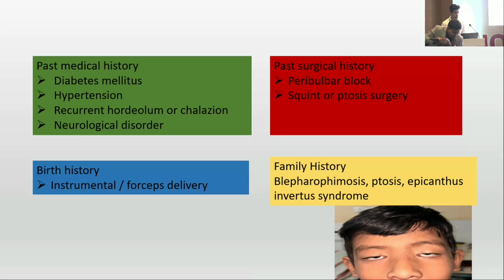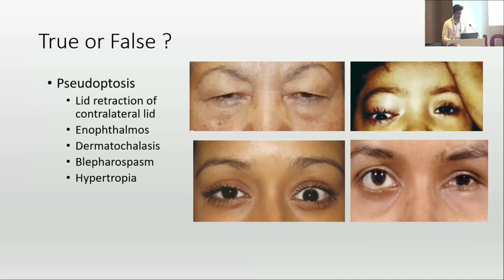Recurrent hordeolum or chalazion can cause mechanical ptosis, and neurological disorders and medication should be ruled out. Past surgical history of previous squint and ptosis surgery, and history of peribulbar block usage. Any instrumental or forceps delivery can cause birth trauma to the eyelid, and family history of BPES, which can be inherited as autosomal dominant and also sporadic.